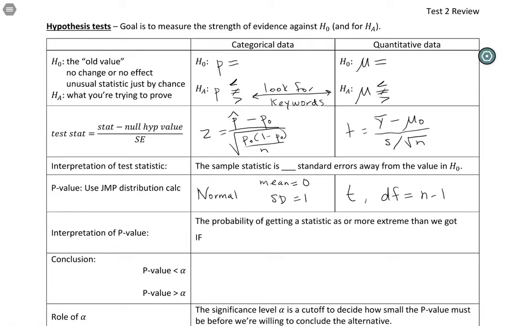So once you've calculated the p-value, we want to be able to interpret it as a probability. So this is the probability of getting our statistic, or more extreme. The more extreme has to do with the alternative, so more extreme in that direction. And then there's always a big if in hypothesis testing: if the null hypothesis were true. So it's saying how likely would we be to get data like ours if the null hypothesis were actually true.